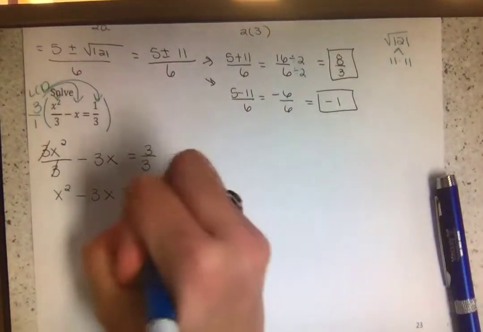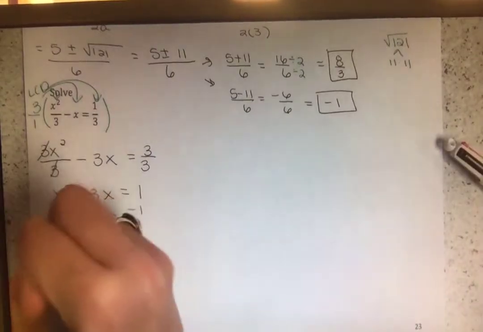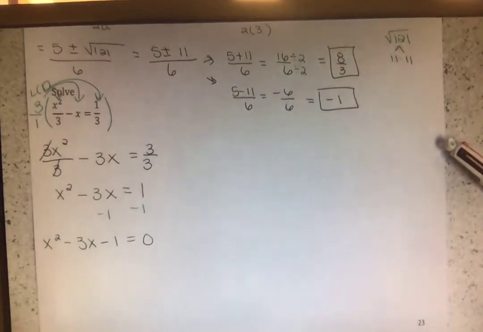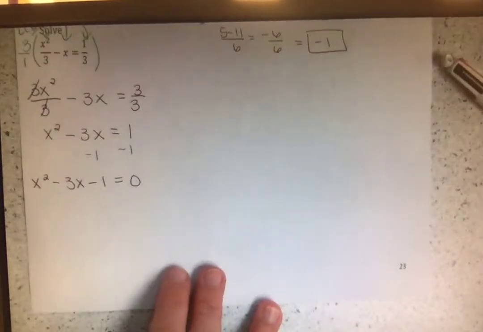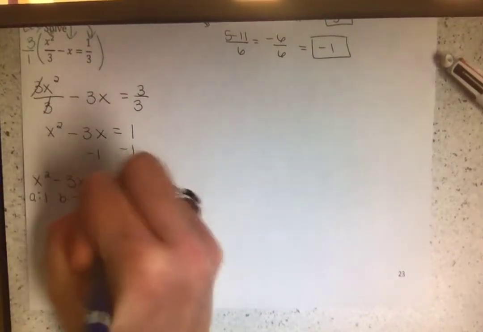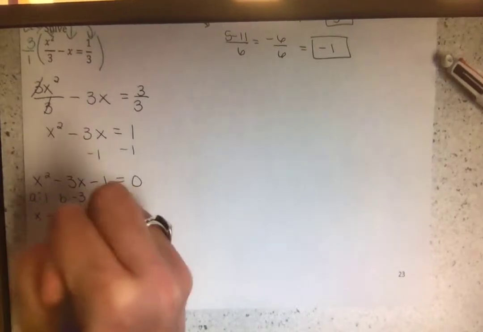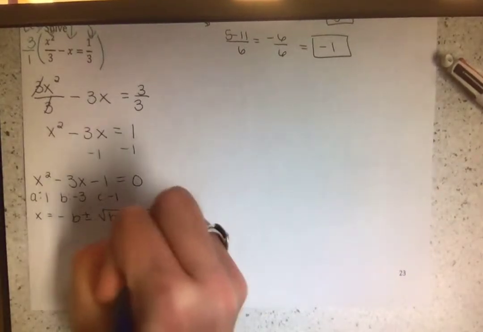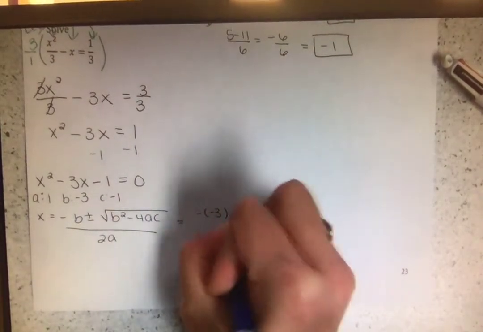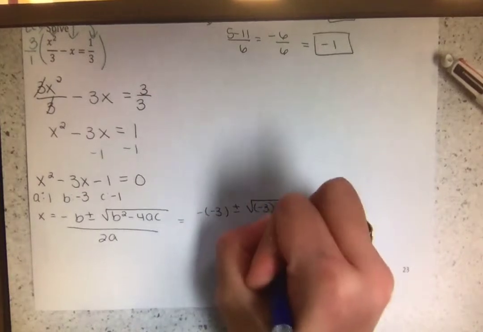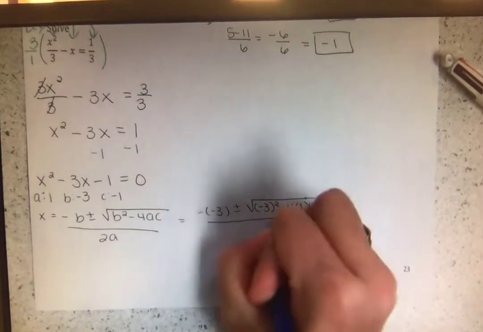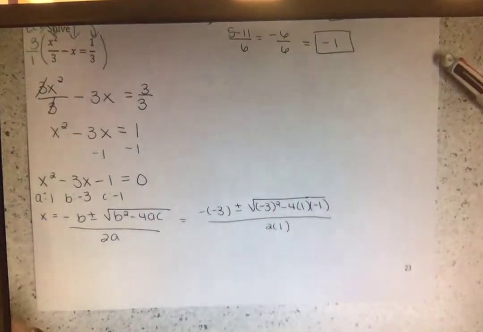So now putting this in standard form, we're going to subtract 1 from both sides. x squared minus 3x minus 1 equals 0. It is finally in standard form for us, so we can now see what a, b, and c are. So we know a is 1, b is negative 3, and c is negative 1. Plugging this into our quadratic formula, we have negative 3 plus or minus the square root of negative 3 squared minus 4 times 1 times negative 1, all over 2 times 1.